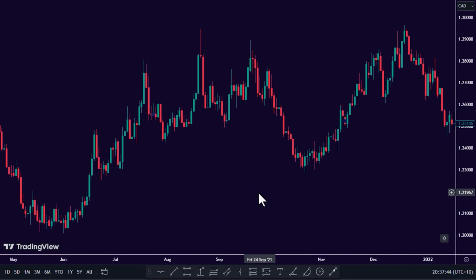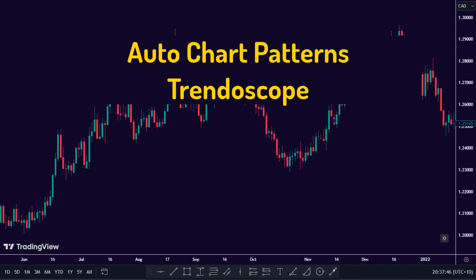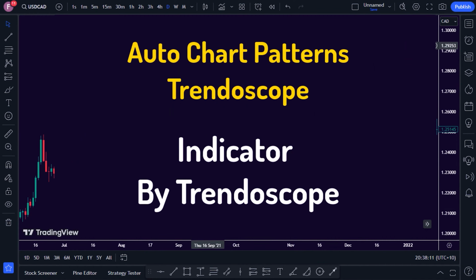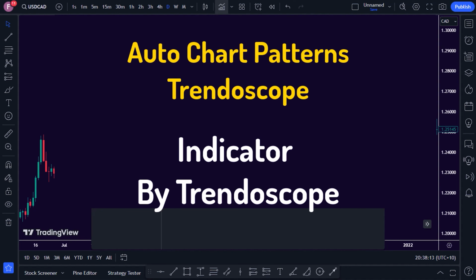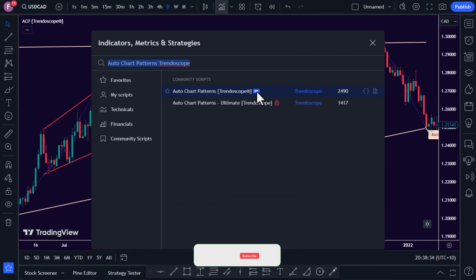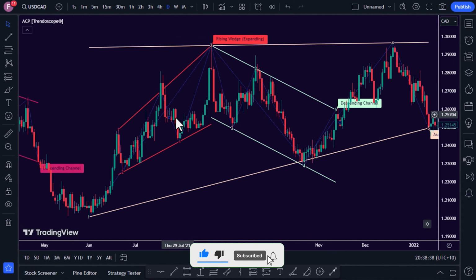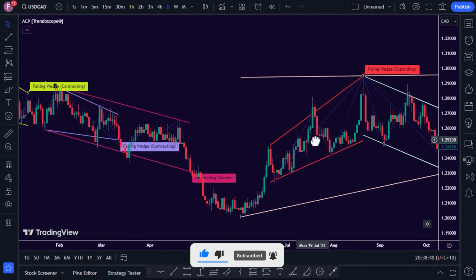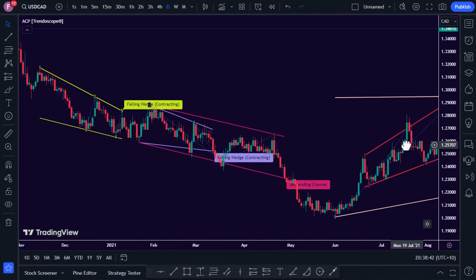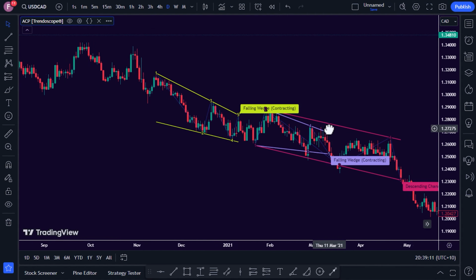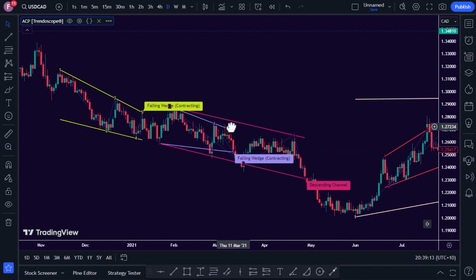In this video, I'll show you how to use the Auto Chart Patterns Trendoscope Indicator to detect market trade opportunities. The Auto Chart Patterns Trendoscope is a collection of essential features traders use to identify chart pattern formation. This indicator is nothing but the initial implementation of the idea that traders do not need to manually identify or classify chart patterns. This indicator will do it automatically for them.